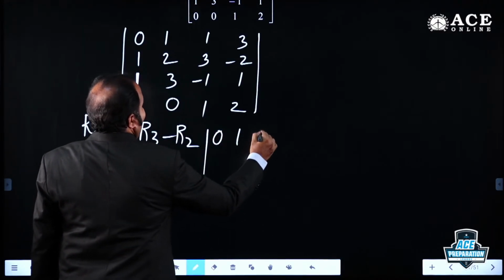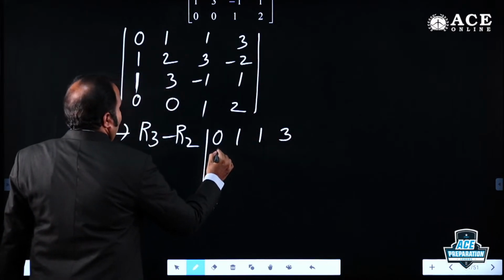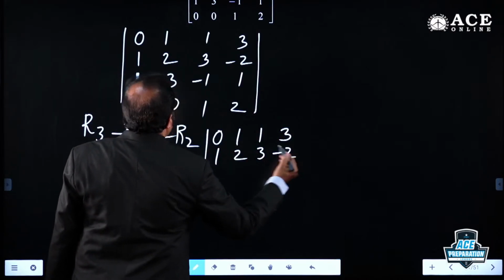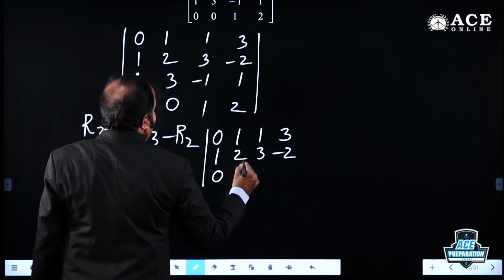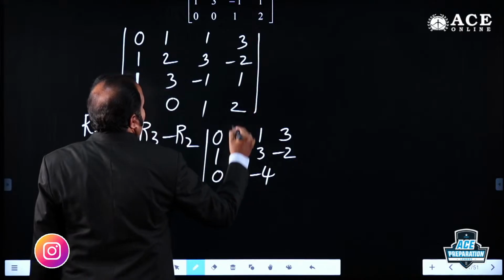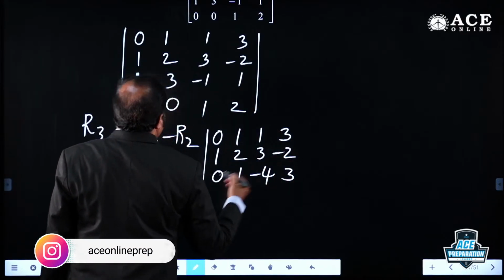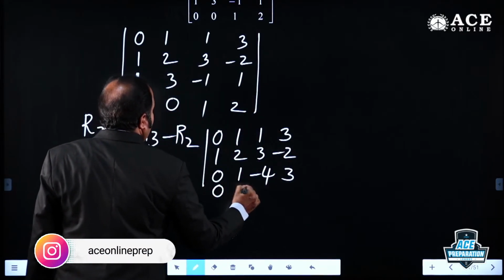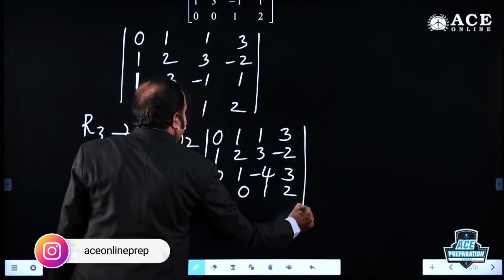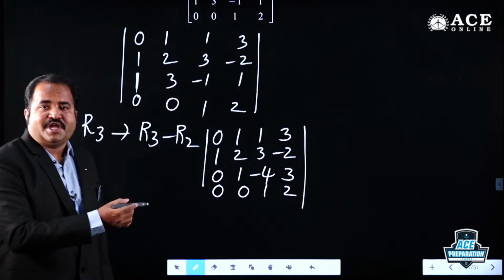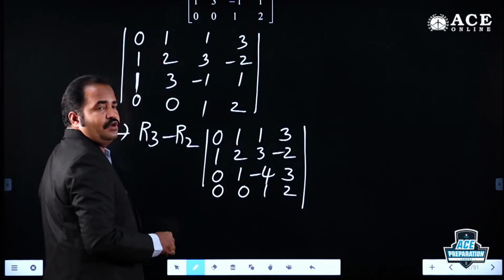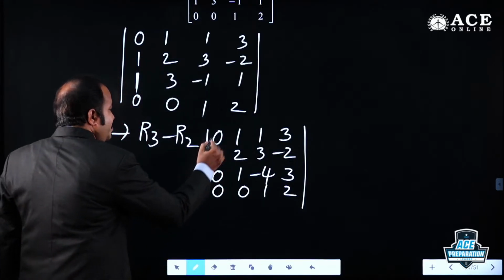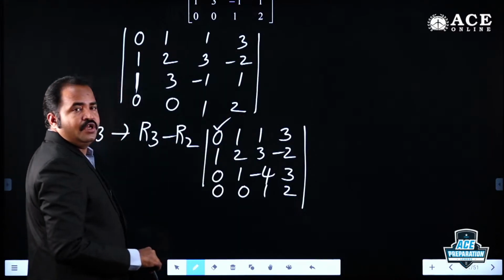So it is going to be 0, 1, 1, 3, which remains the same. 1, 2, 3, minus 2 remains the same. 1 minus 1 is 0, 3 minus 2 is 1, minus 1 minus 3 is minus 4. Next, 1 minus of minus 2 is 3. Next one is 0, 0, 1, 2. Look at our first column: it has the maximum number of zeros, 1, 2, 3 zeros are there, right? So I'm going to expand along the first column.